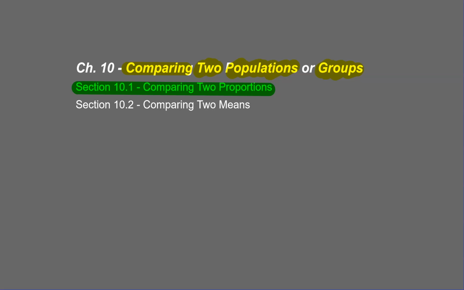And I know that right now, if I asked every one of my students what type of variable we're talking about, if we're looking at proportions, you would say categorical. Okay, so let's go ahead and jump into the notes from here.